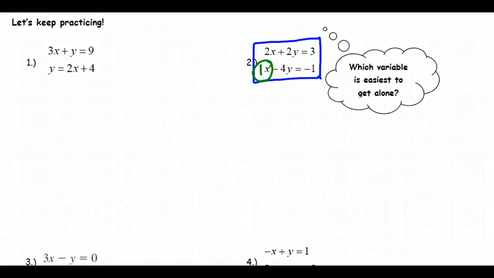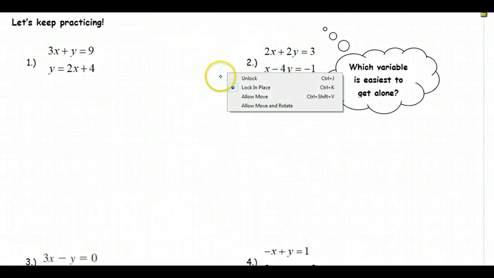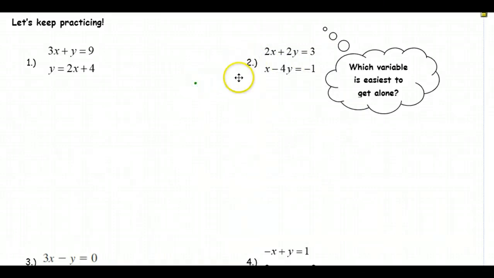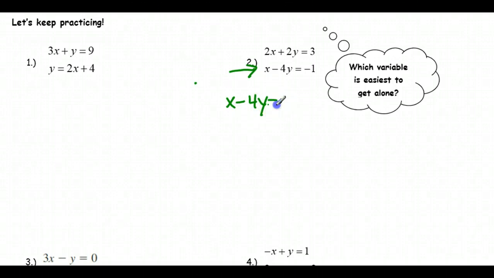So we're going to go ahead and pick the bottom equation and solve for x. So I have x minus 4y equals negative 1. And we're solving for x, so we're going to add 4y to both sides.